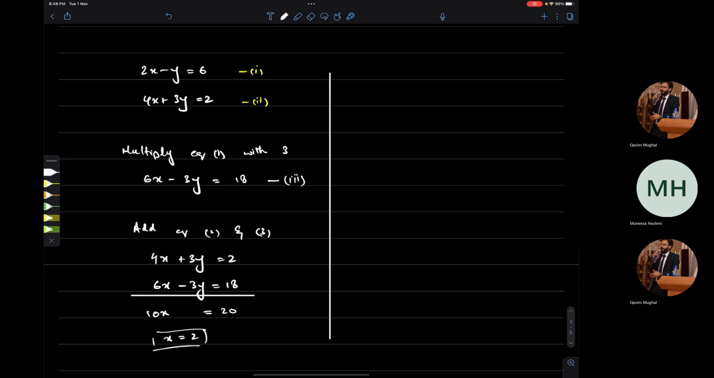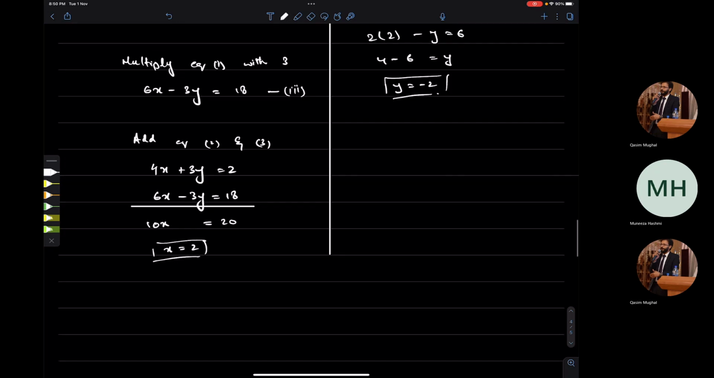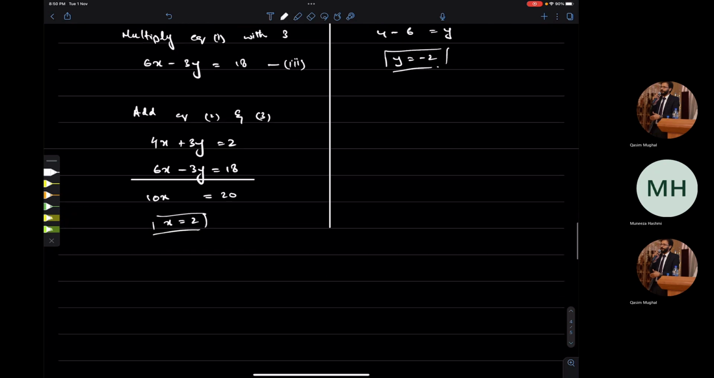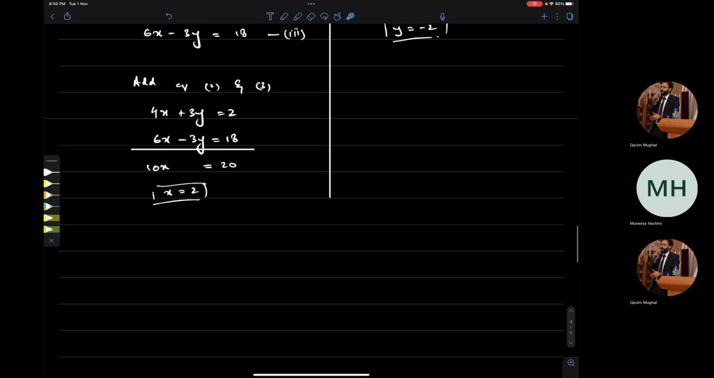So let's say I put x equals 2 in equation 1. So 2 times 2 minus y equals 6. So 4 minus 6 equals y, and y equals negative 2. So this is the solution of this set of simultaneous equations. Now, what does this mean graphically? Definitely this is a linear equation and this is a linear equation. Both of them are going to give you a straight line.